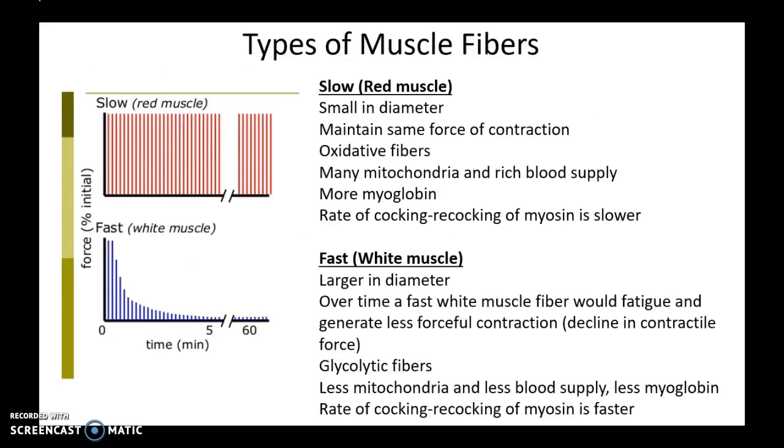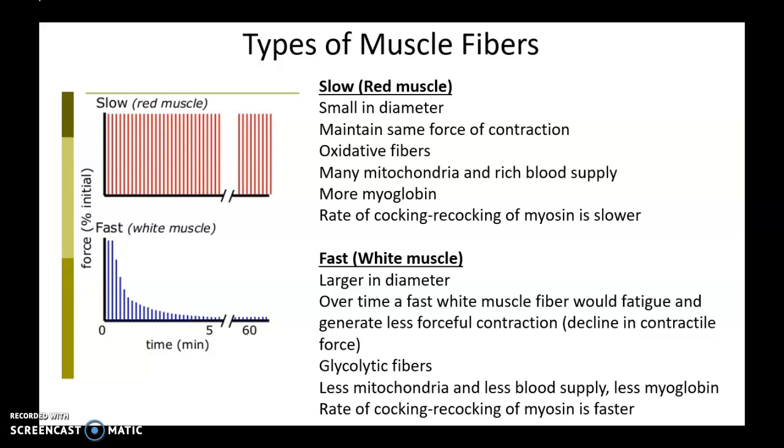All right, moving on to types of muscle fibers. Now, there are primarily two types of muscle fibers, and we will talk about these two. There is a third type as well, but we are not focusing on the third type now. So the two types of muscle fibers are slow red, which is shown in the top panel of the picture, and the second one is fast white, shown in blue in the bottom.